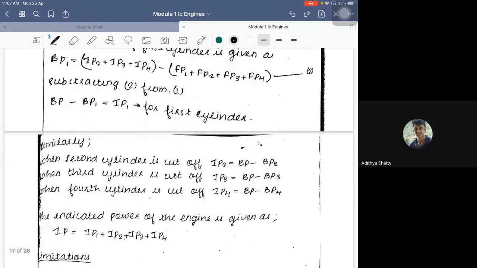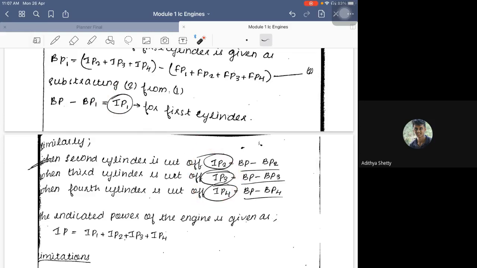Similarly, for the second cylinder, it is BP minus BP2. For the third cylinder, it is BP minus BP3. And for the fourth cylinder, it is BP minus BP4. Once you calculate IP1, IP2, IP3, and IP4, if you add all these values, it will give you the total indicated power of an engine. So this is how, by the Morse test, we calculate the value of indicated power.